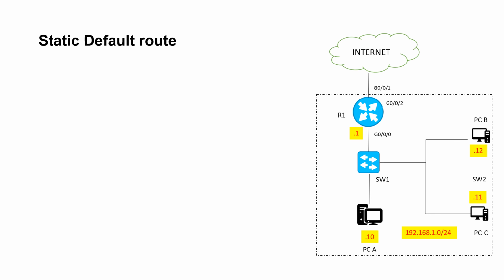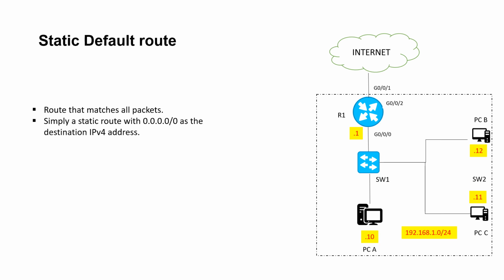Another type of static route is static default route. A static default route is a route that matches all the packets. Suppose you don't have any specific route; if you define a default route, it will match all the packets, whatever packets are inside your network. A default route identifies the gateway IP address to which the router sends all IP packets that it does not have a learned or a static route for. And you can define a static default route simply with destination 0.0.0.0/0.